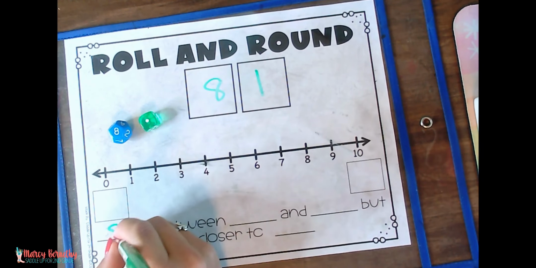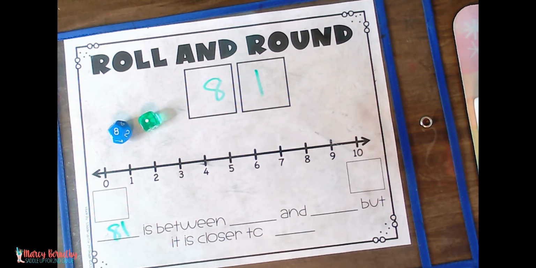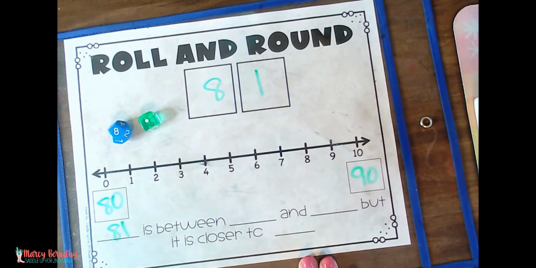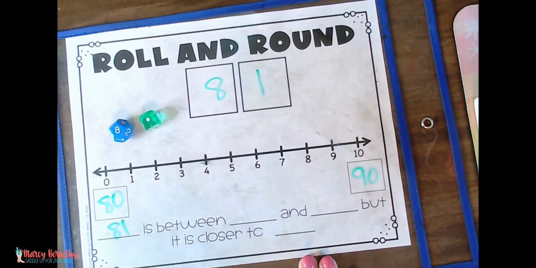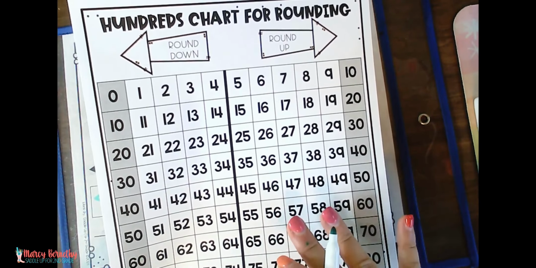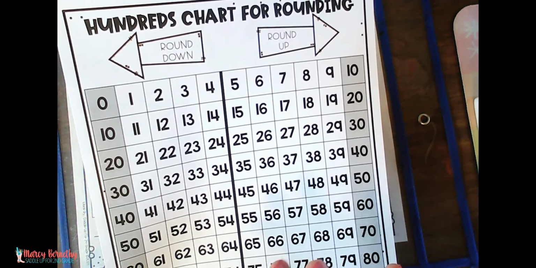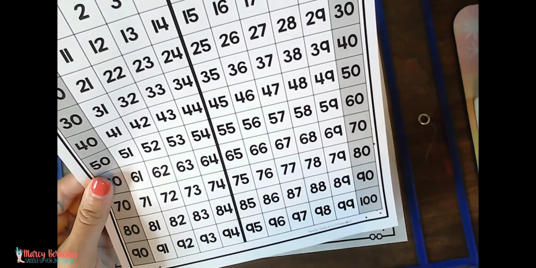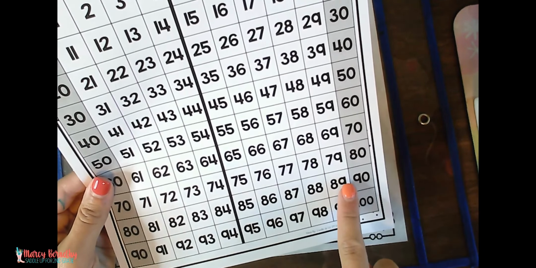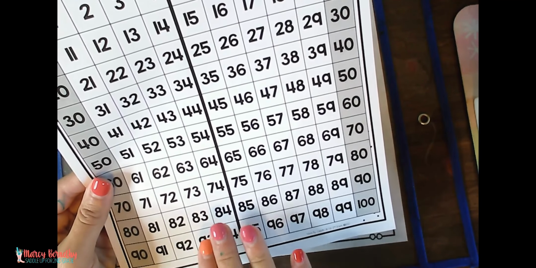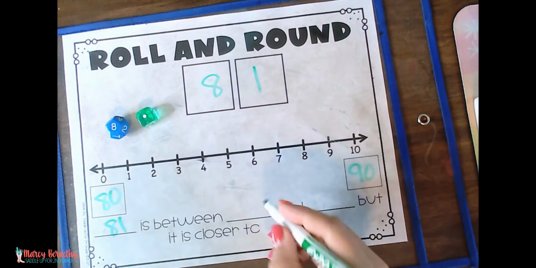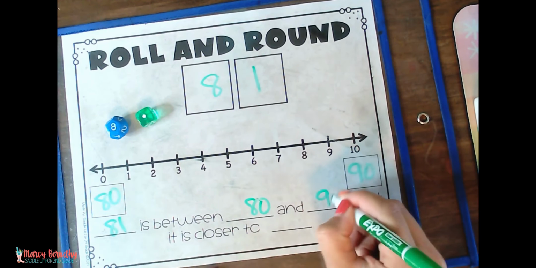So I'm going to write 81 on our work mat, and 81 is between 80 and 90. So it's in between those two tens. And you could also have them use a rounding hundreds chart. You could also have them use this as a visual as well, especially for your lower learners. If they would struggle with the tens that a number is in between, you could absolutely use this as a visual tool as well. So 81 is between 80 and 90.